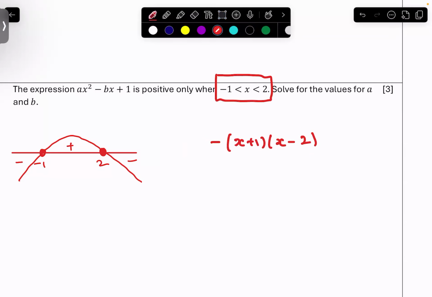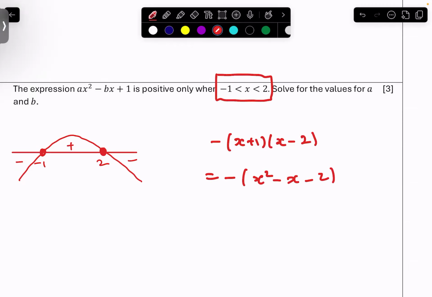But if we were to expand this out, what will we get? Negative x squared minus x minus 2, plus x, so minus x plus x, and minus 2. If we bring in the negative sign, it will be negative x squared plus x plus 2.